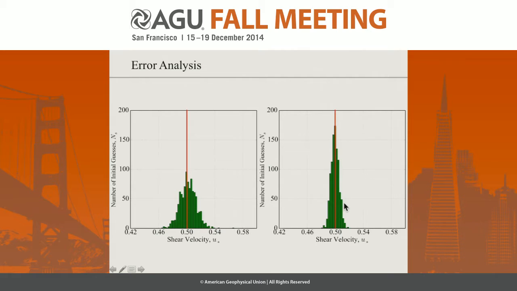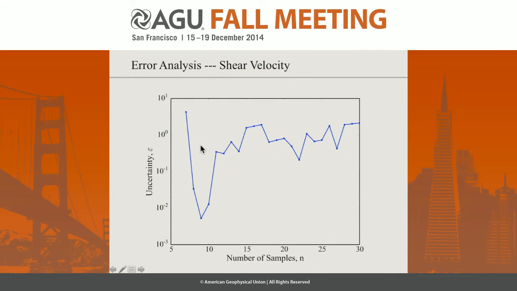The right figure shows the inversion result for the fifth conversion step, and the left figure here shows the final inversion result. Comparing these two figures, we can find that with increasing conversion steps, the range of the shear velocity will decrease. Again, the real shear velocity here is equal to 0.5, shown as the red line.